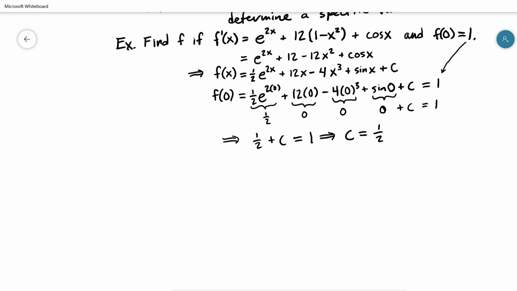So we get, for our final answer, that our f of x is equal to 1/2 e to the 2x plus 12x minus 4x cubed plus the sine of x, just copying from the line here, plus c, but we just found what the c needs to be in order to satisfy this condition. C has to be a half, so plus 1/2. And there is the final solution for this problem.